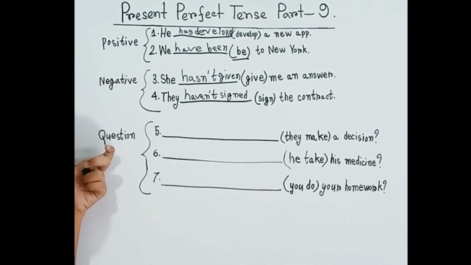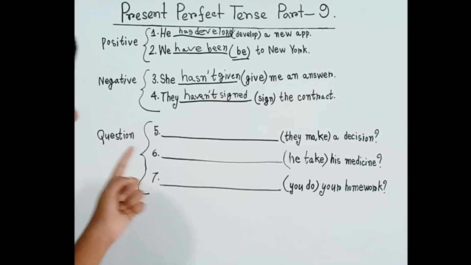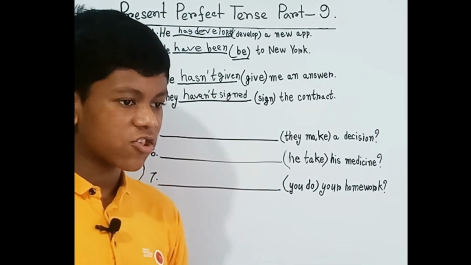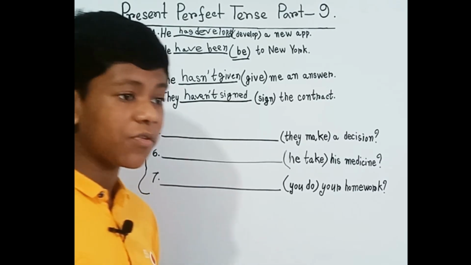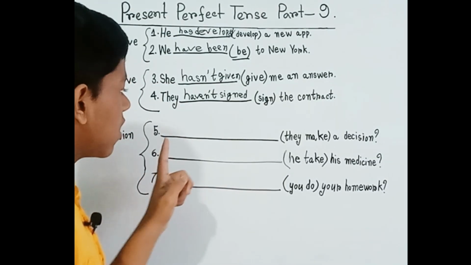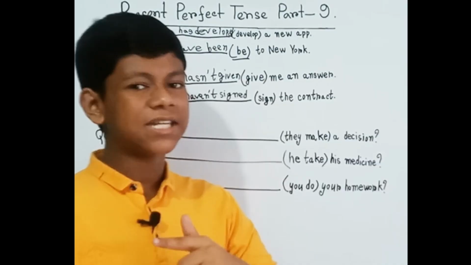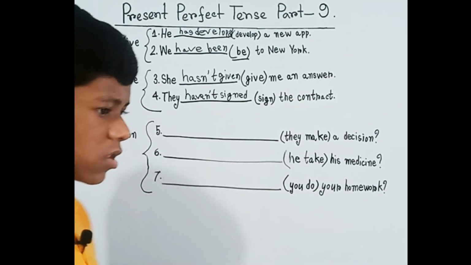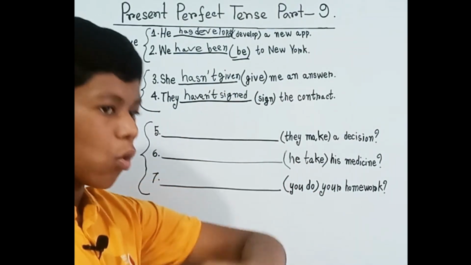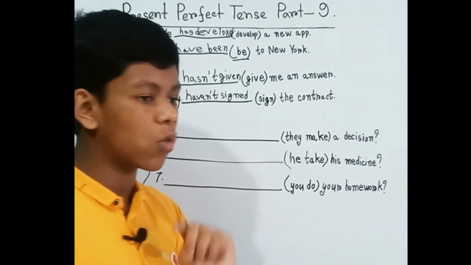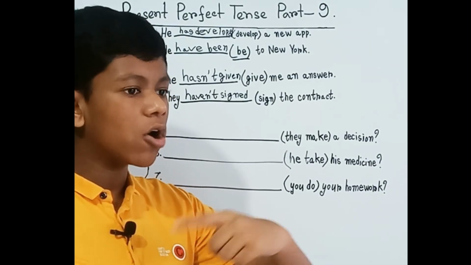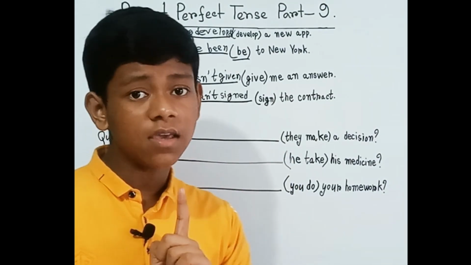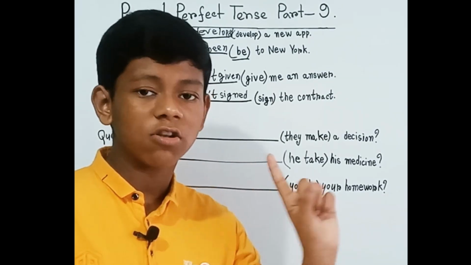Okay, next. Let's put emphasis on the question section. Now our main task is to transform each sentence into a question. They make a decision. Now we have to make this into a question. So when making a question, we have to change the order. We have to put the helping verb before the subject. Our subject is they. So which helping verb is generally used with they?